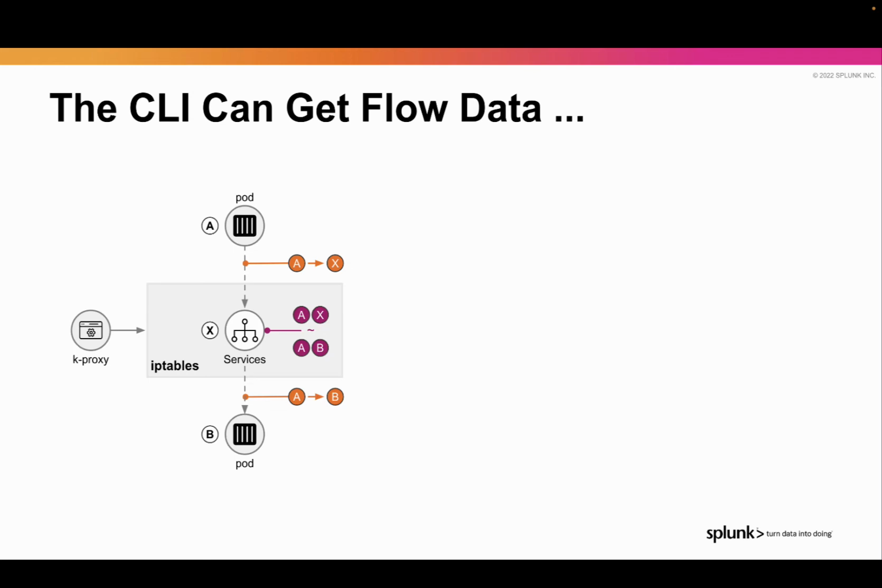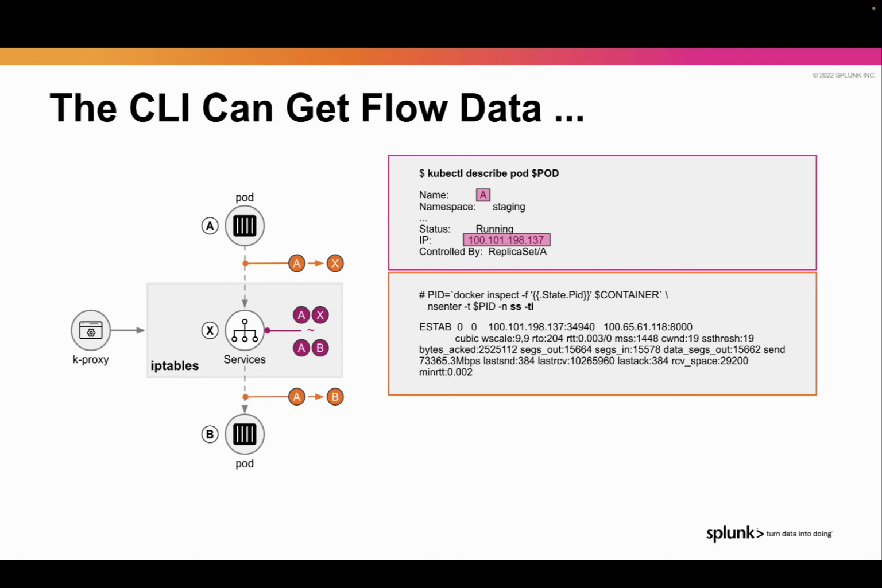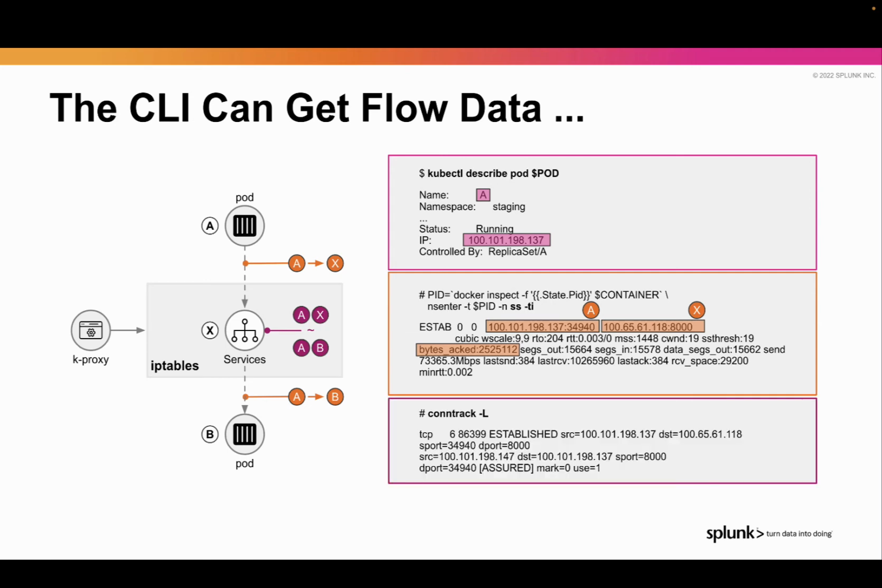Now, how would we get visibility into this in the command line? Well, first from the Kube API, we can actually get information about the services and their associated IP addresses. We can next use the ss tool for socket stats. This will tell you that A is sending data to X and how many bytes actually get sent. Finally, we can use the conntrack command to look at connection tracking. And we can get information about the translation from A to X and how that's translated from A to B.